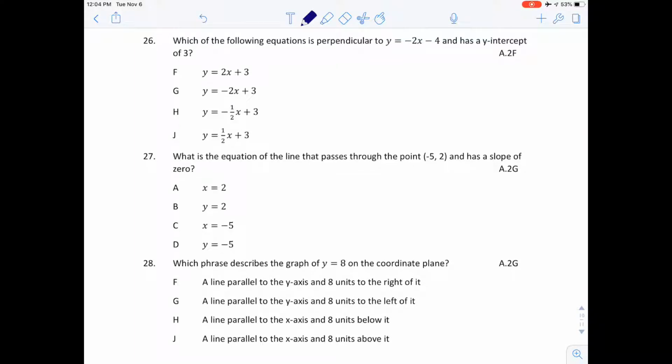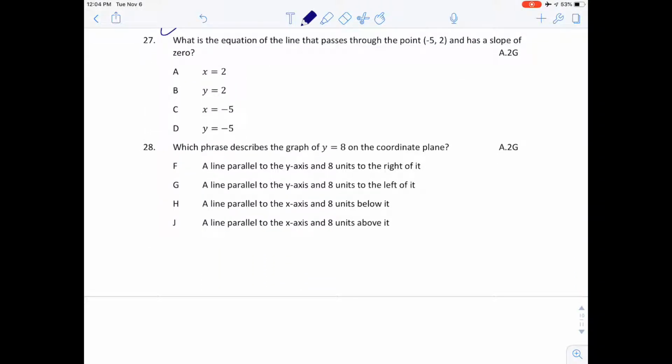Number 26, which of the following equations is perpendicular, opposite, reciprocal slopes? So this slope is -2, and I'm going to write that as a fraction to help me so that when I flip it, it makes more sense. So whenever I flip it, it becomes a positive 1 over 2. That's going to be my slope, which that doesn't have it, that doesn't have it, that doesn't have it. It is J.